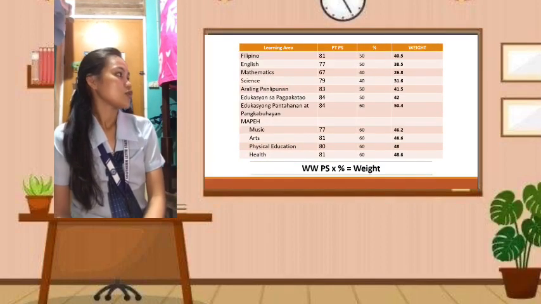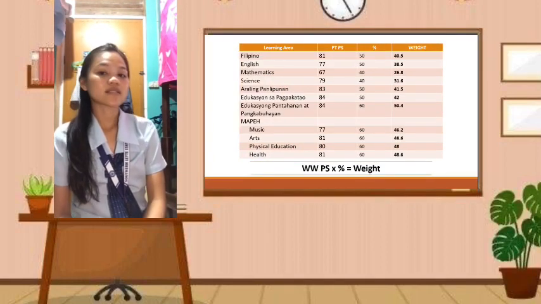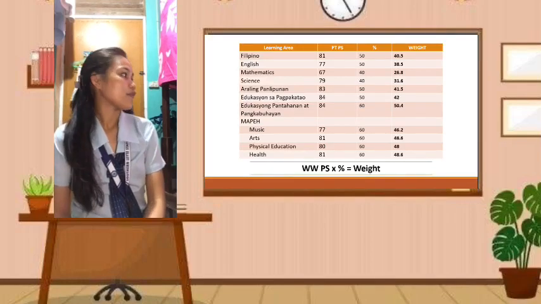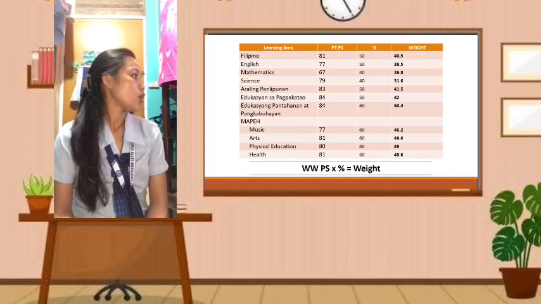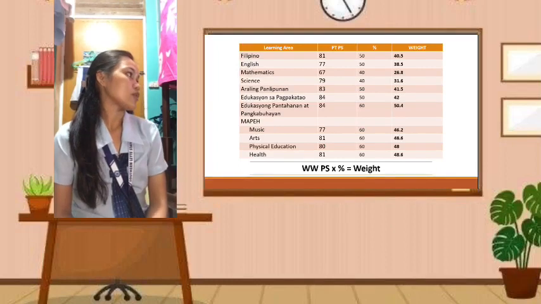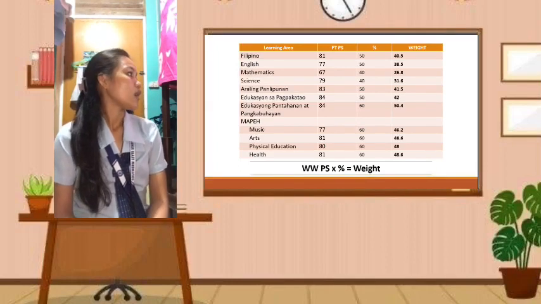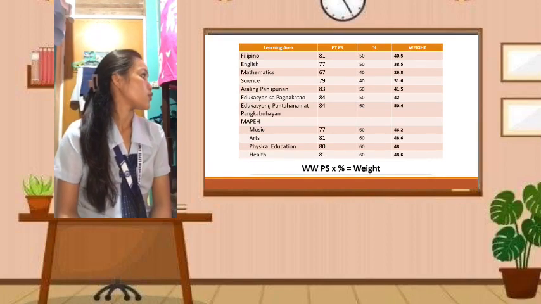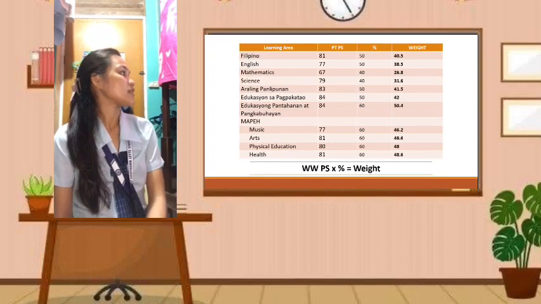Move on to Paula's performance task percentage score. To get the weight, we have to multiply it by the percentage. So 81 times 0.50% is equivalent to 40.5. 77 times 50% is equivalent to 38.5. 67 times 0.40% is equivalent to 26.5.